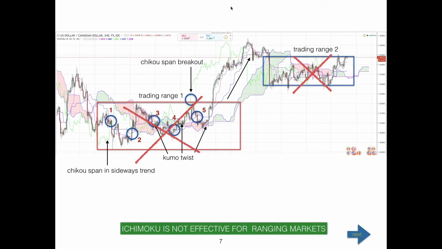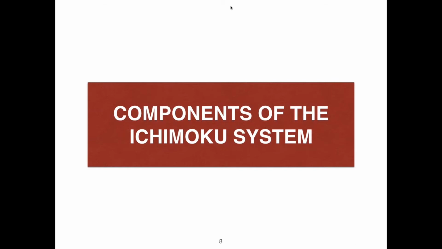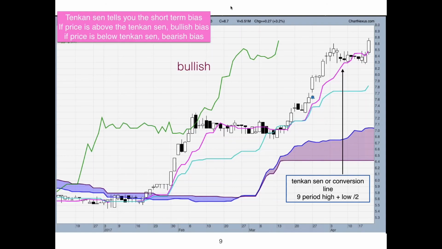Now let's review the 6 components of Ichimoku. The Tenkan-sen is the pink line. It is also known as the conversion line or the turning line. It tells you the short-term bias of the market. Now, if price is above the Tenkan-sen, it is bullish and has strong momentum. If price is below the Tenkan-sen, the short-term bias is bearish.